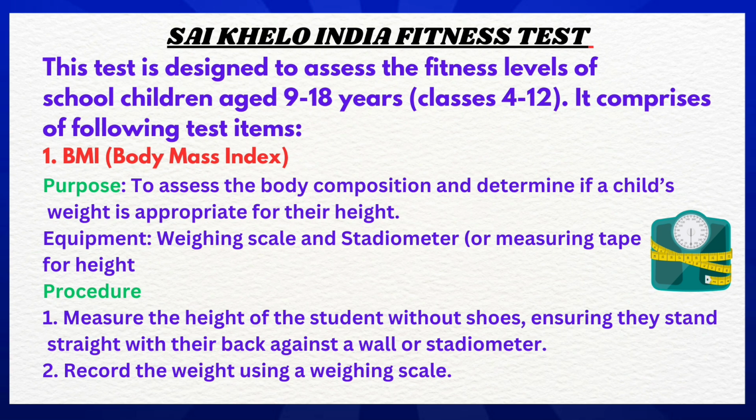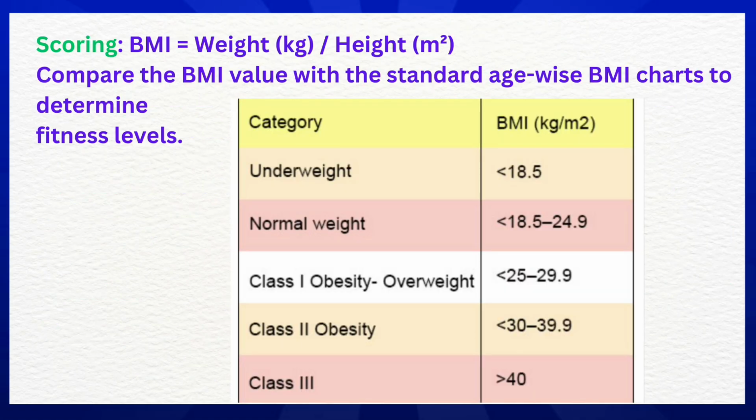Procedure: 1. Measure the height of the student without shoes, ensuring they stand straight with their back against a wall or stadiometer. 2. Record the weight using a weighing scale. Scoring: BMI is equal to weight upon square of height. Compare the BMI value with the standard age-wise BMI charts to determine fitness levels. BMI chart is shown in this slide.